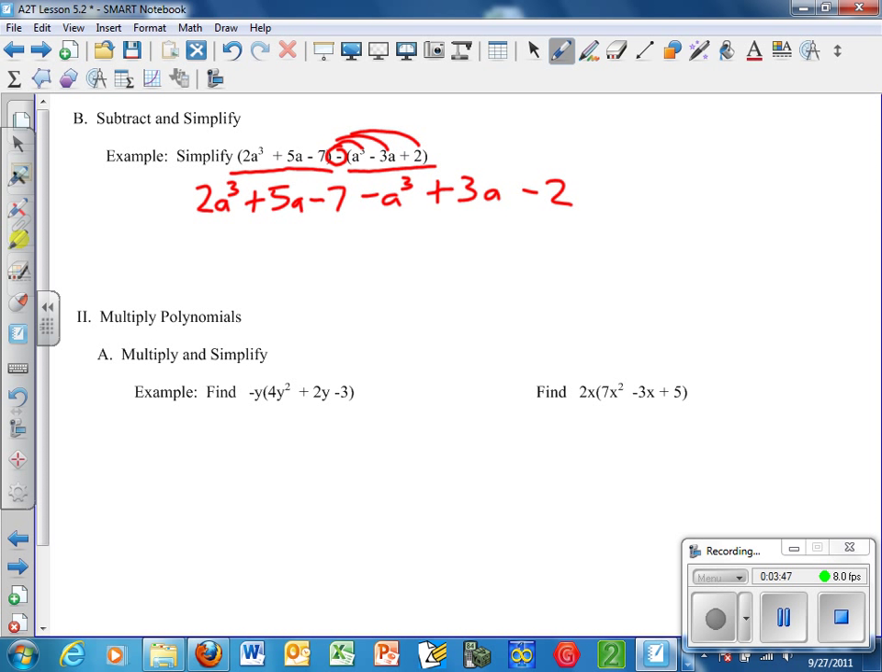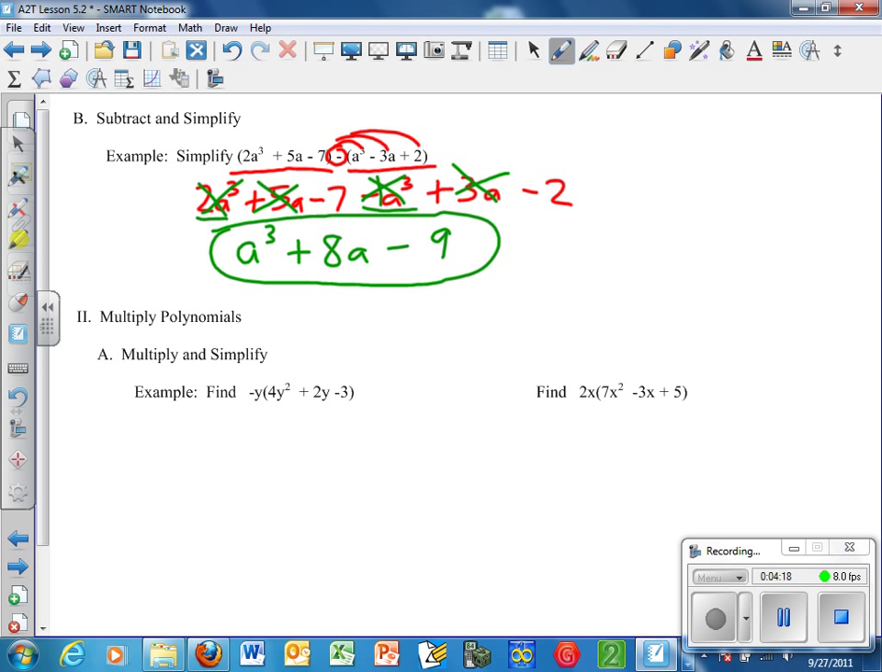Now we want to combine like terms. So I'm going to combine my a cubed terms. So 2a cubed minus 1a cubed is a cubed, or 1a cubed. So I've taken care of those two terms. Now I want to combine my a terms. 5a plus 3a, they're both positive, would be plus 8a, 5 plus 3. So combining these two terms. And then I can combine my constants, or my number terms. Negative 7 minus 2 would be negative 9. So we end up with a cubed plus 8a minus 9 for the answer on that particular one.